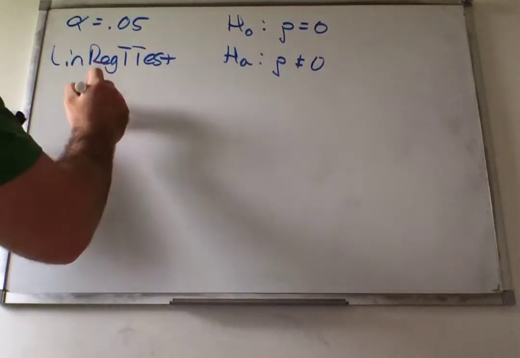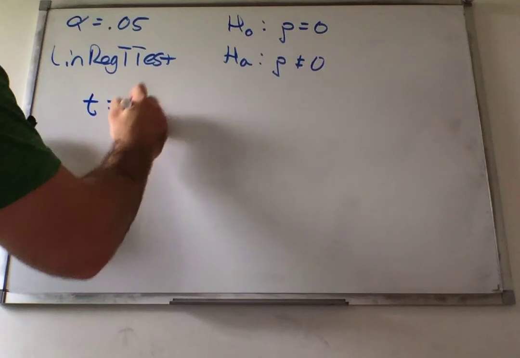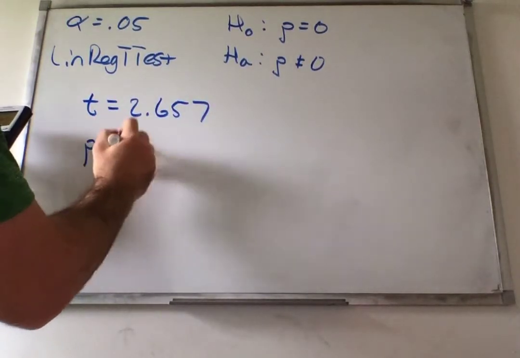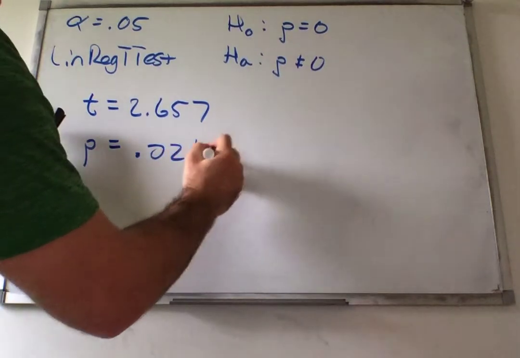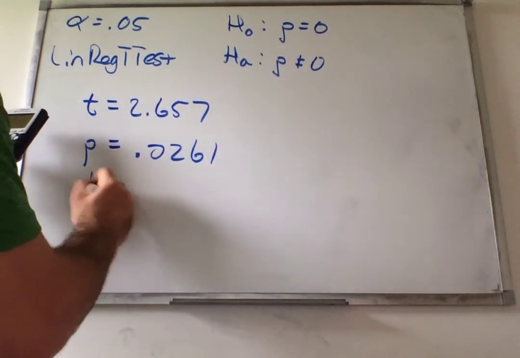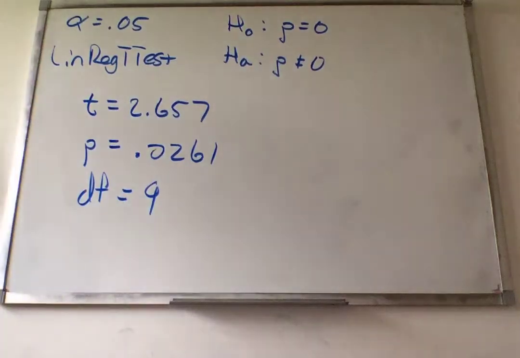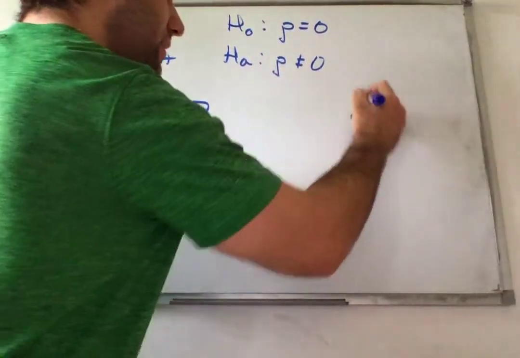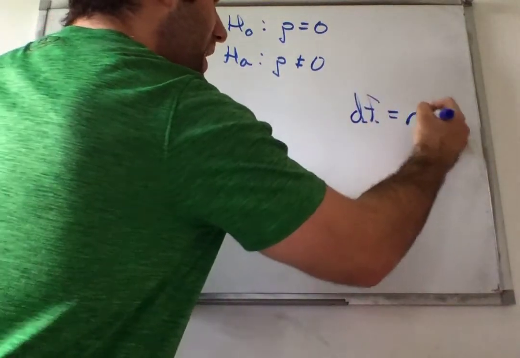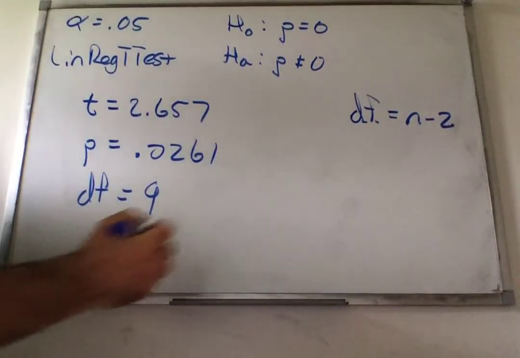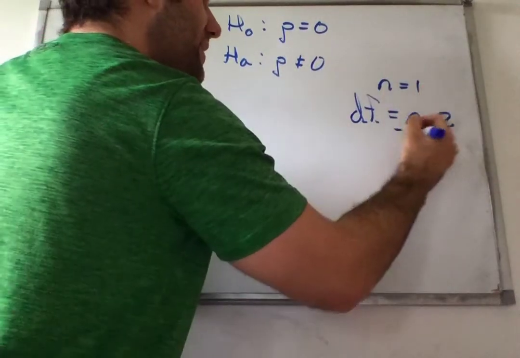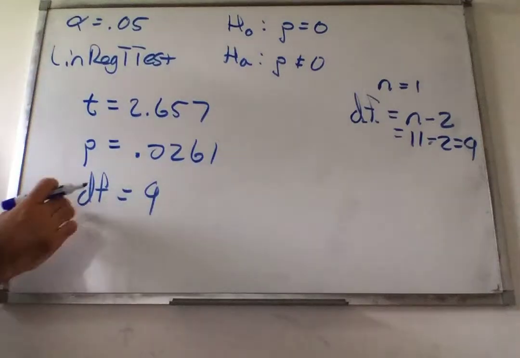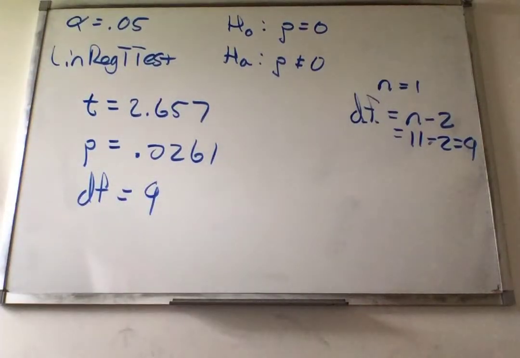Now let's talk about these numbers. t is equal to 2.657, p is equal to 0.0261, and degrees of freedom is 9. Now, for a linear regression t-test, degrees of freedom is n minus 2. We had, in this case, 11 sample points. 11 minus 2 is equal to 9. So that's where that's coming from.